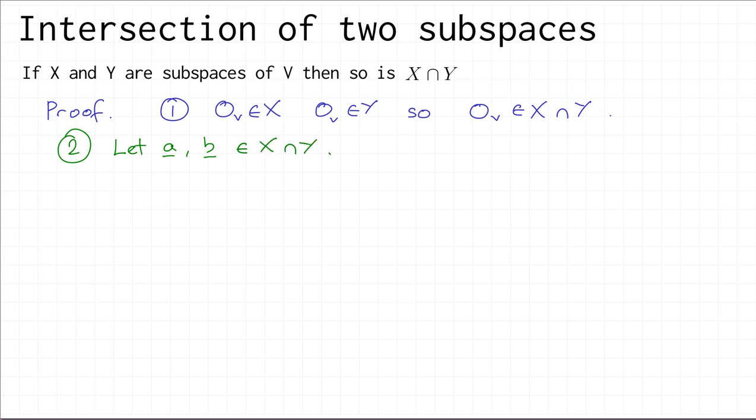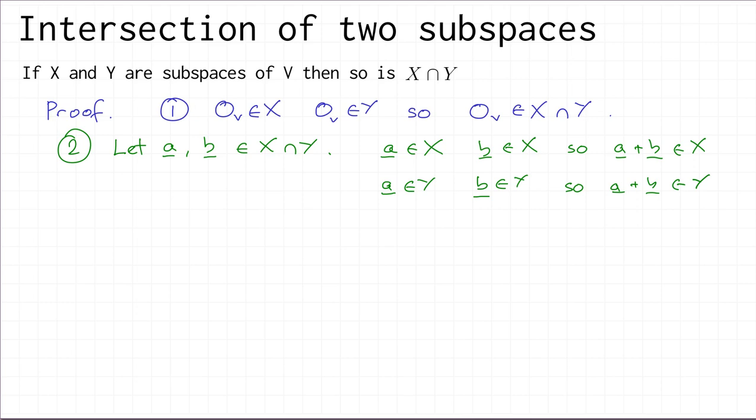Okay, what can I say about a? a is then in X. b is in X. Since they're in X intersect Y, they're certainly in X. So because X is a subspace, a plus b has got to be in X again. Okay, the exact same argument applies to Y. a is in Y, b is in Y. So a plus b is in Y. Now we've seen that a plus b is in X, a plus b is in Y. So putting those two things together, a plus b is in X intersect Y. We have closure under addition.